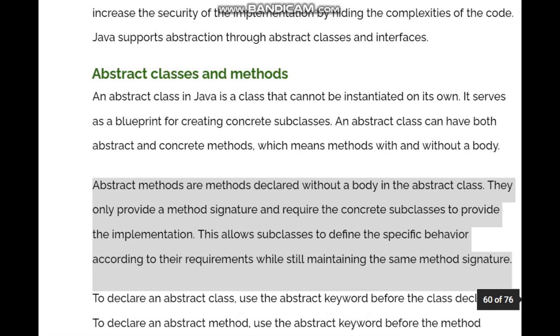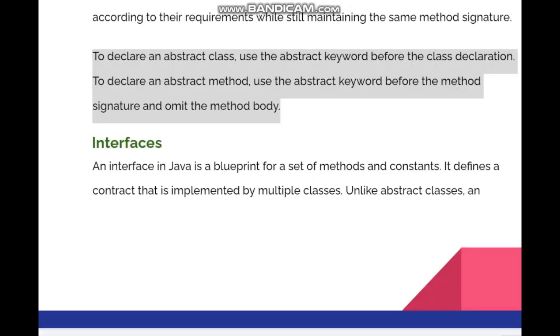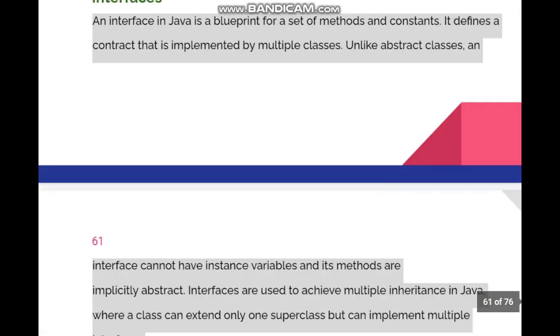To declare an abstract class, use the abstract keyword before the class declaration. To declare an abstract method, use the abstract keyword before the method signature and omit the method body. Interfaces. An interface in Java is a blueprint for a set of methods and constants. It defines a contract that is implemented by multiple classes.